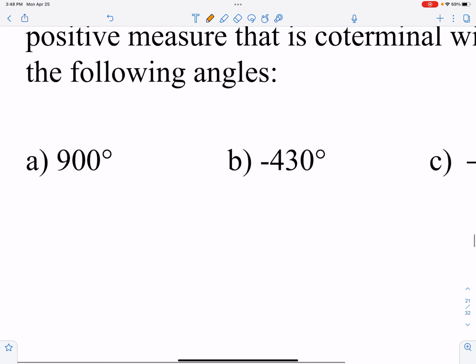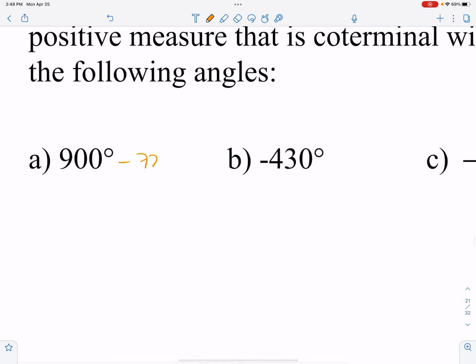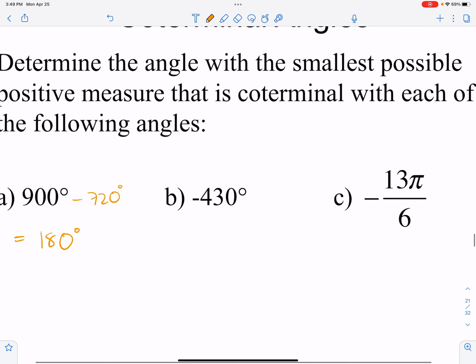So for 900, if we subtract 360, that just lands us at 540 degrees. So we could also think about subtracting 720 degrees, and that would land us at 180 degrees. So if we subtract 720 degrees, we get 180 degrees, which means that 900 degrees terminates in the same position as 180 degrees. They are coterminal angles.